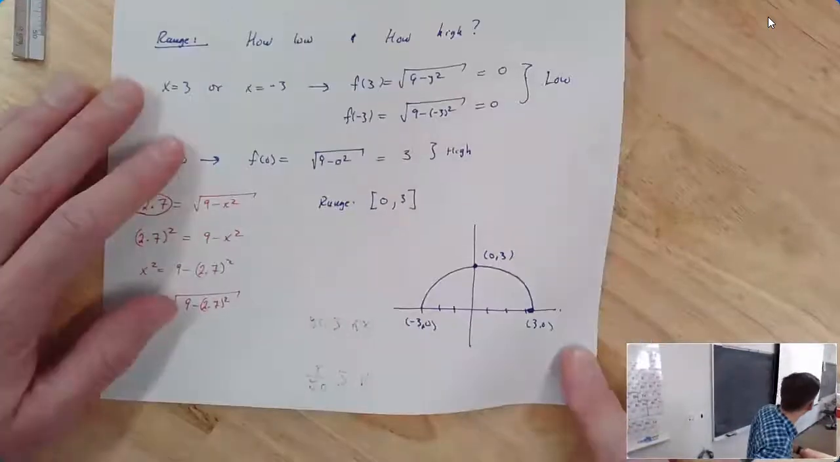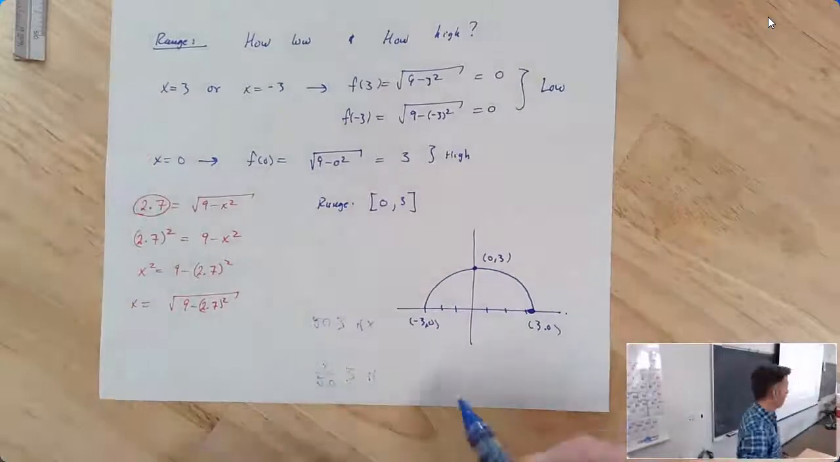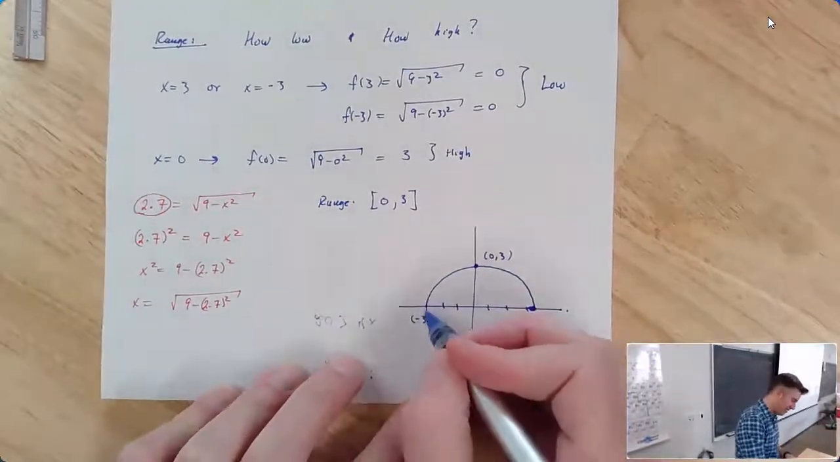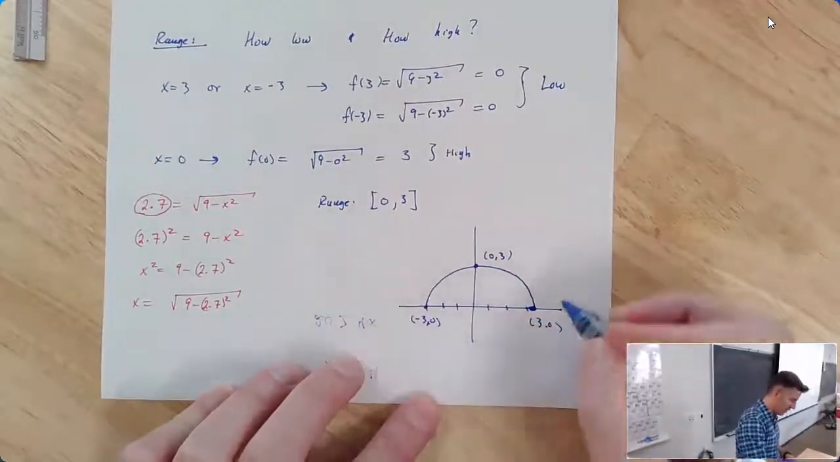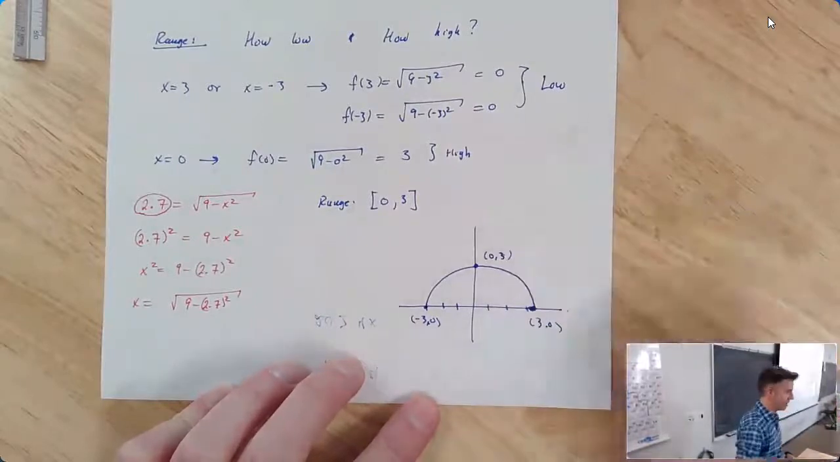Oh, we can't see, I'm sorry. Thanks. So let me say that again. Looking at the circle, the domain is everything from -3 to 3, and the range is everything from a low of 0 to a high of positive 3.